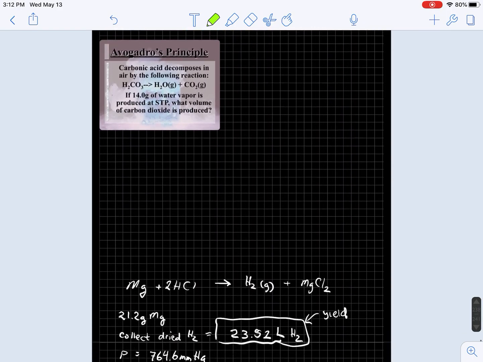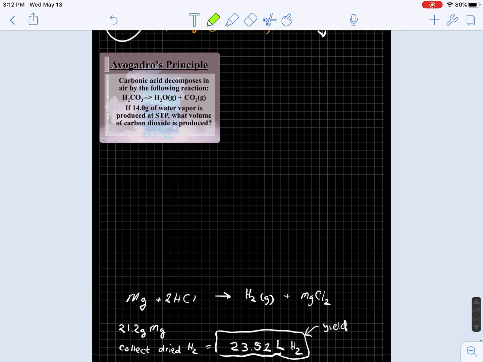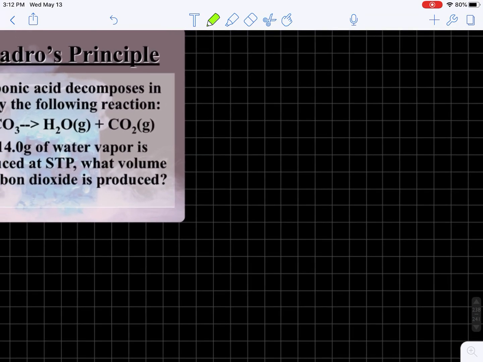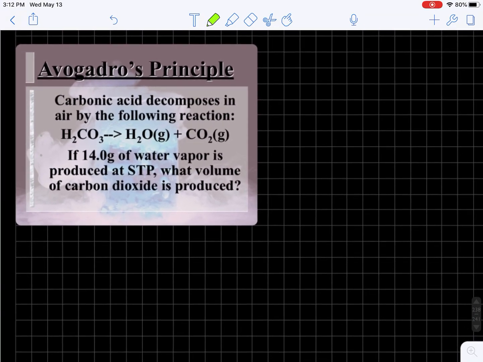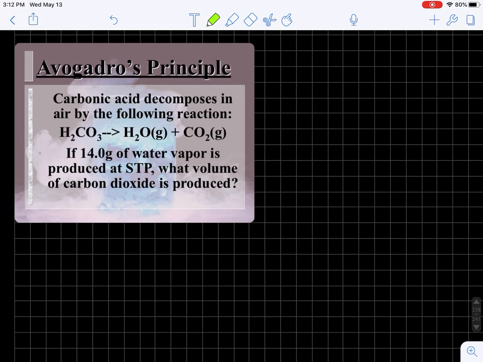All right, so we got 2 more problems I want to do. And let's see if I can do these really quickly. You should try this on your own. Carbonic acid decomposes to create water vapor and carbon dioxide gas. If 14 grams of water vapor is produced at STP, what's the volume of carbon dioxide produced? Again, this is at STP, so give it a shot, and I'll pause and wait for you to come back. Hey, welcome back.